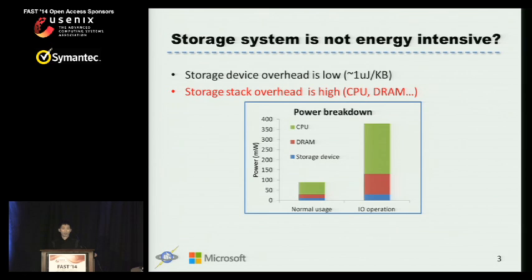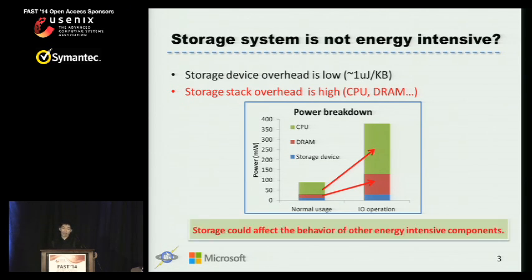So look at these two graphs. The left one is a power breakdown of the normal usage state from Surface RT. It's a mobile device from Microsoft. And we can also see the change of the power if we issue an I/O request. We can see that the majority of the increment of the power is from the memory and from the CPU. The power of the storage hardware, the storage device, is only a very small part of the whole power from the storage stack. That means storage could affect the behavior of other energy-intensive components.